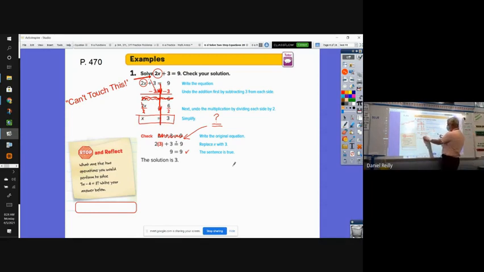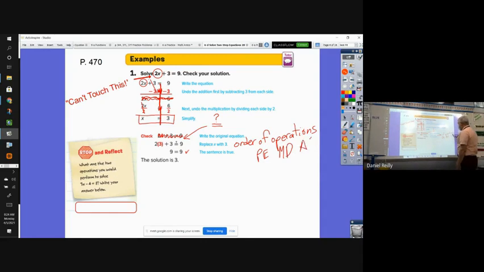Now, in the check, you use the order of operations, because I don't have any variables left. It's all numbers, so I can use the order of operations. You won't see any parentheses or exponents in any of these problems, not till later, and next year. So 2 times 3 is 6, plus 3, on this side. This side is just going to be 9 still, and this side comes out to 9. If both sides are equal at the end, then your answer is correct. That's what your check should look like.